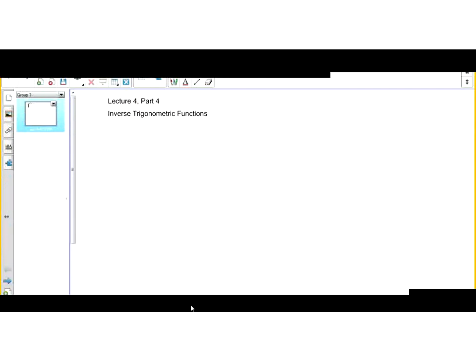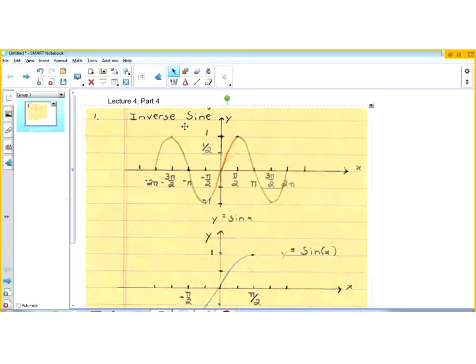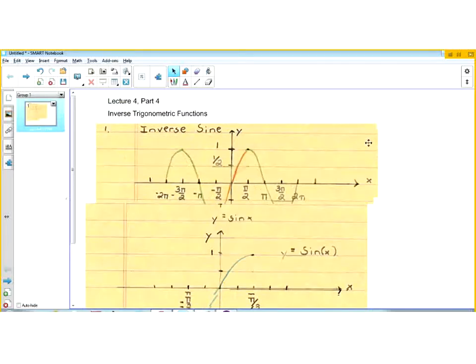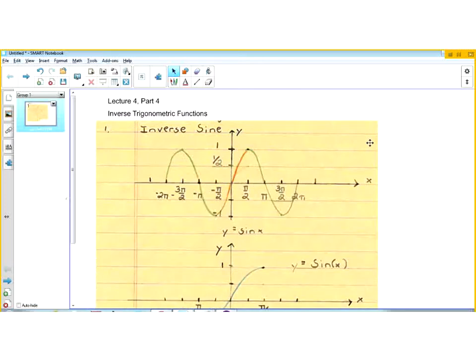Okay, so this will be lecture 4, part 4. In this topic, we're going to discuss what we mean by the inverse of the trigonometric function. So consider the sine function. This right here is shown here. So as you can see, I've got a sketch of 2 periods of the sine function.